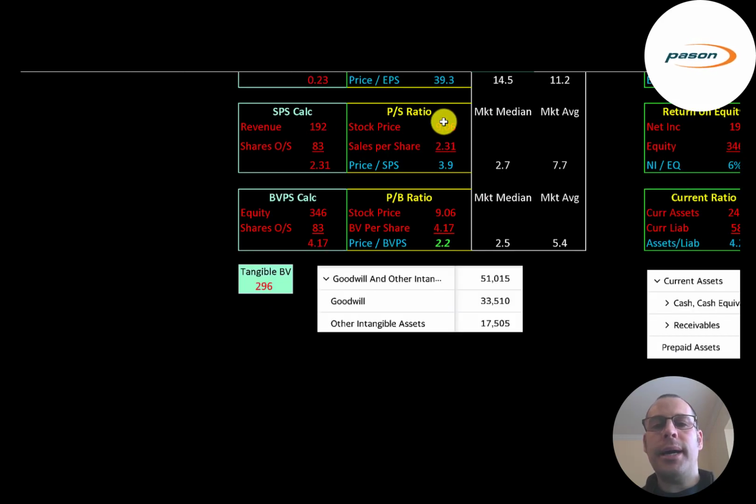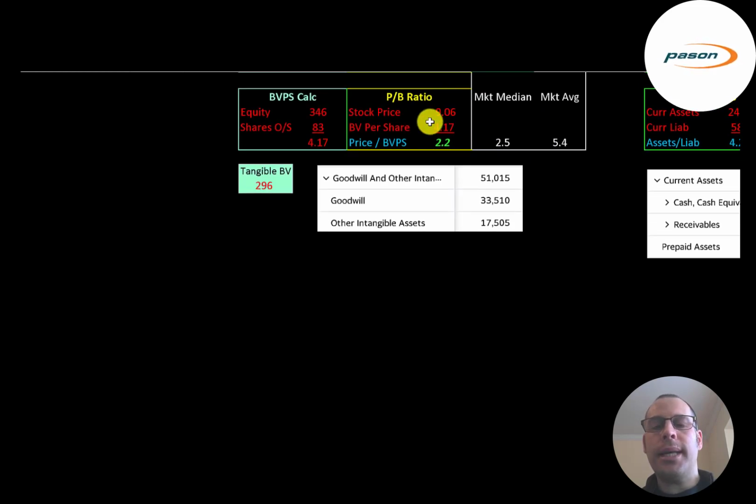Price to sales is stock price over sales per share. They're at 3.9, so they're between the median and average. Price to book is stock price over book value per share. They're at 2.2. They're better than the median and average. And the way you calculate book value per share, it's equity over shares outstanding. Equity is assets minus liabilities on a balance sheet.